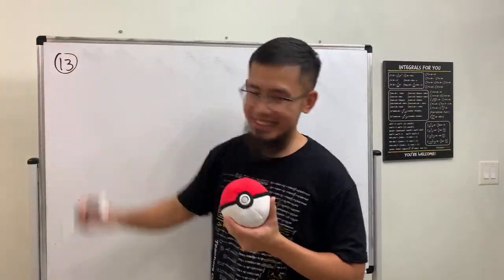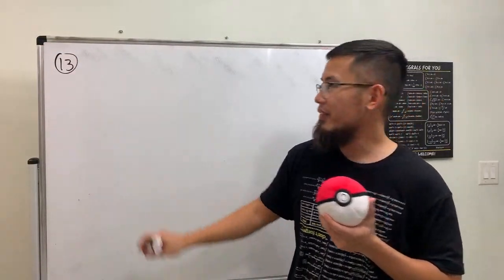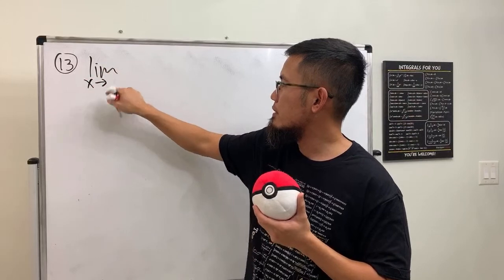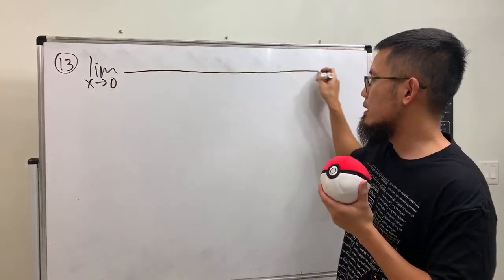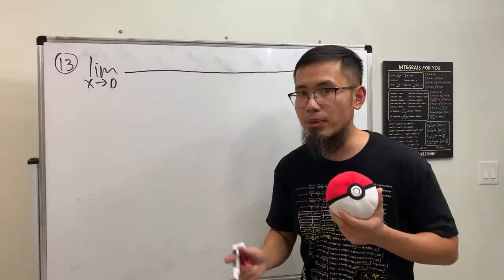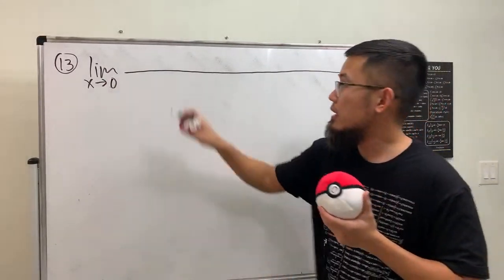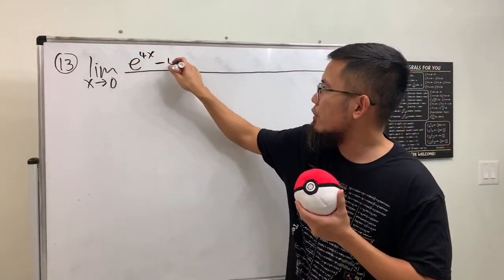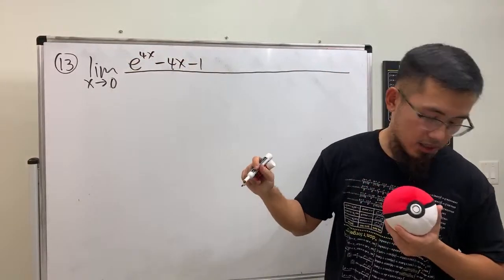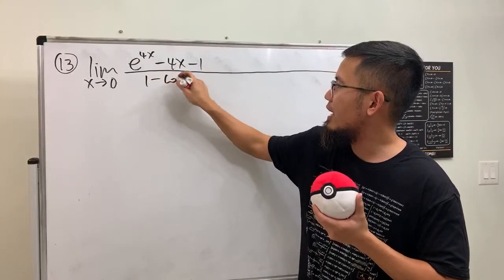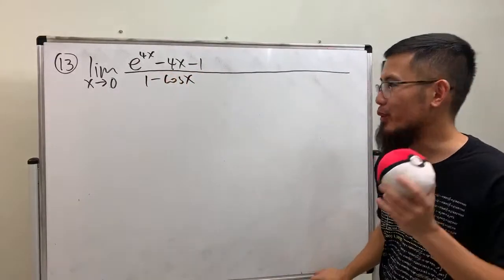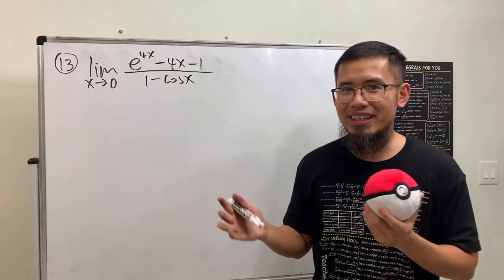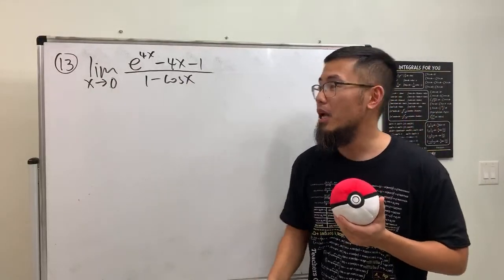Number 13. Here we are going to calculate a nice limit. The limit as x approaching 0 of a fraction. On top we have e to the 4x, minus 4x, and then minus 1. And on the bottom, 1 minus cosine x. Don't worry, the question is not so crazy. It's just, as I told you, so that you can leave the exam with a nice note, right? A sweet note. All right, here we go.